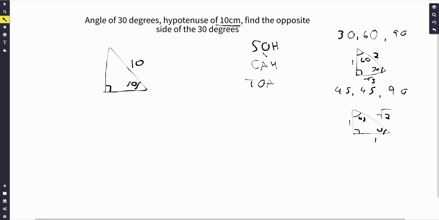From just SOHCAHTOA, we can see we're given the hypotenuse. So which one has the hypotenuse? This one has the hypotenuse. This one has the hypotenuse. So that means we're not using tangent in this case.